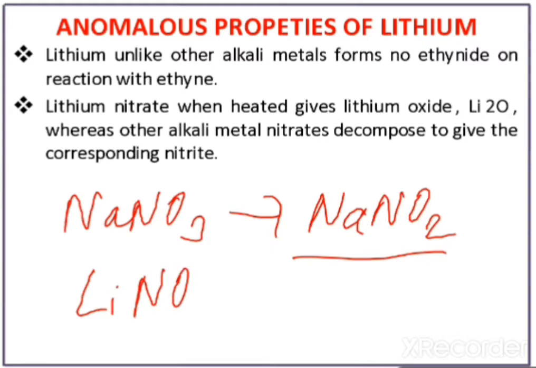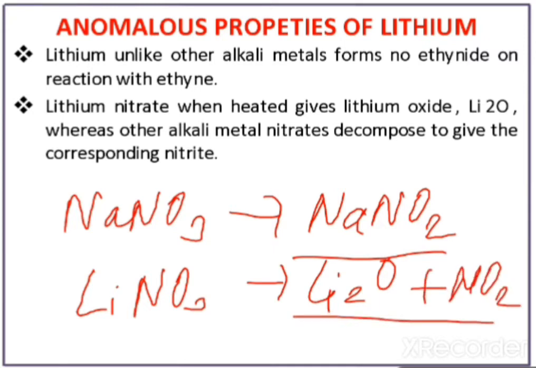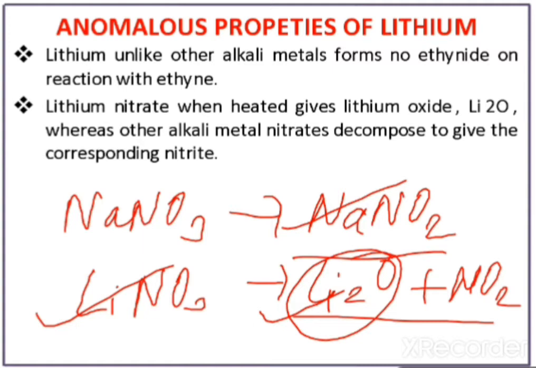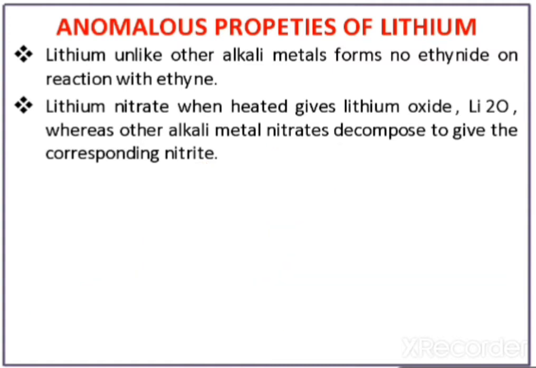If we heat LiNO3, then it will decompose into Li2O and NO2. So it's not forming nitrite, it is forming only oxide. So this is the different behavior. Lithium nitrate is not decomposing into nitrite. Other elements are converting from nitrate to nitrite, while lithium is not converting. This is the reaction.